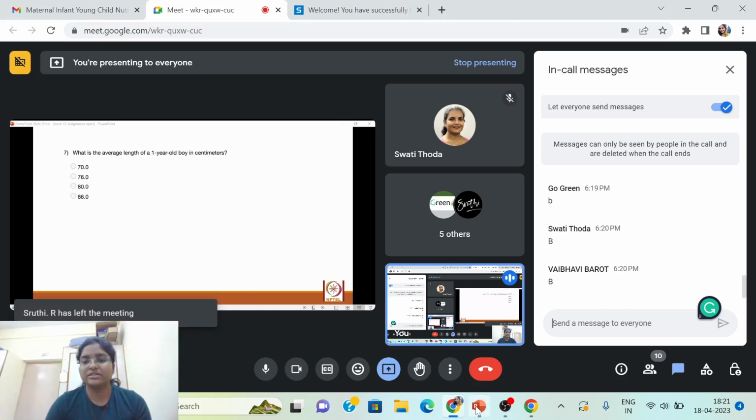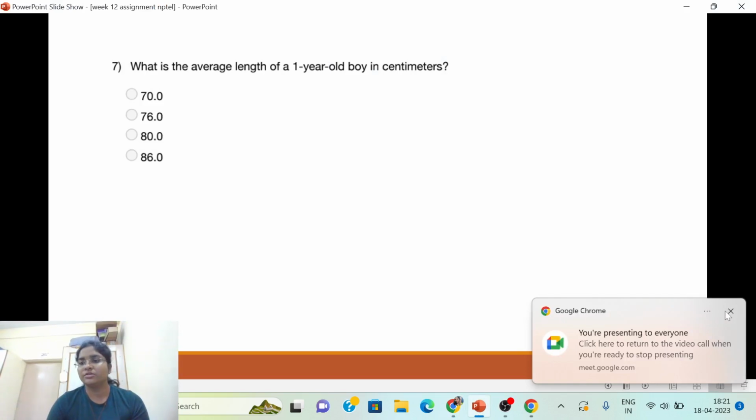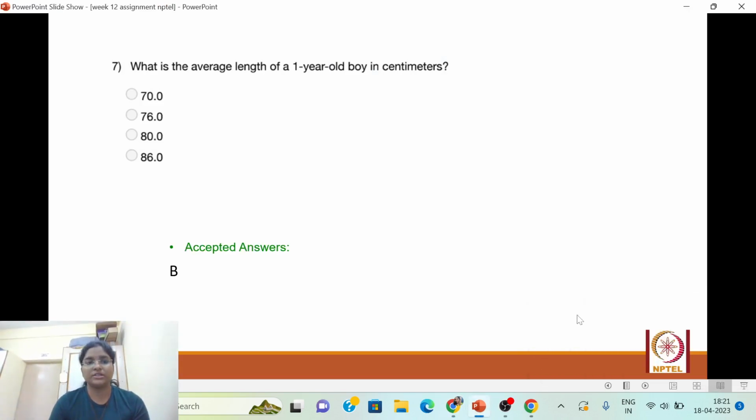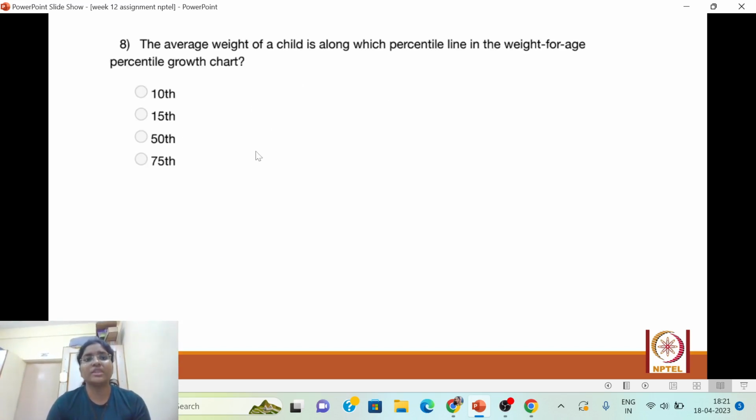B, 76 centimeters. Okay, let's see if B is the correct answer. Yes. So the average length of a 1-year-old boy is 76 centimeters, while for a 6-month-old girl it was 66 centimeters. The average weight of a child is along which percentile line in the weight for age percentile growth chart? 10th, 15th, 50th, 75th.